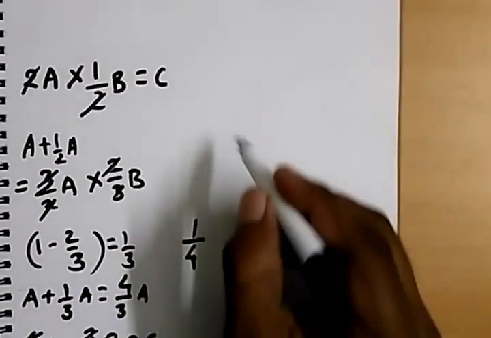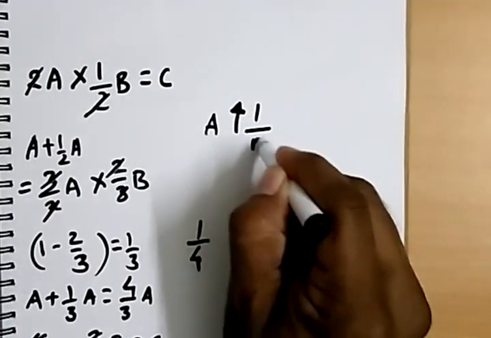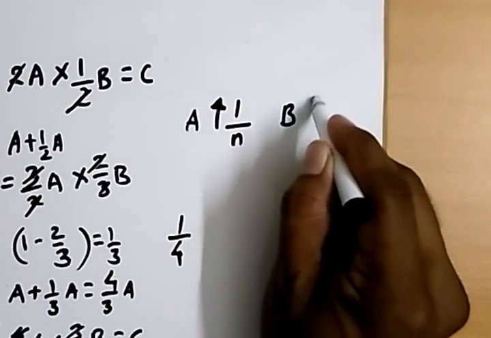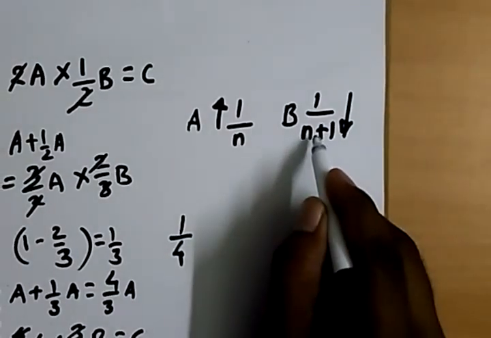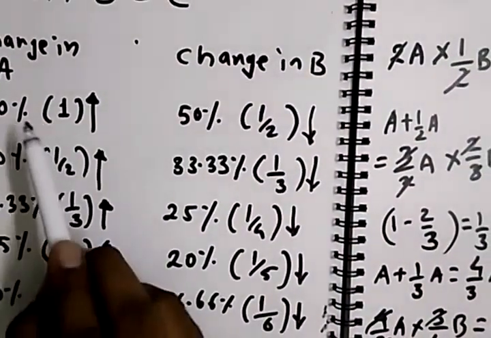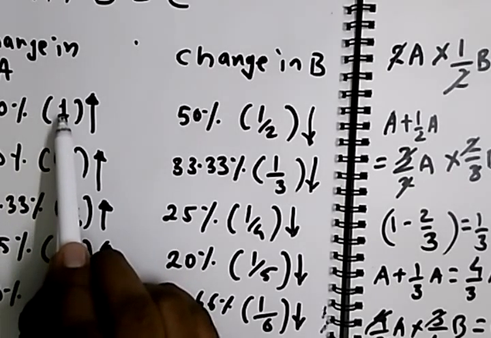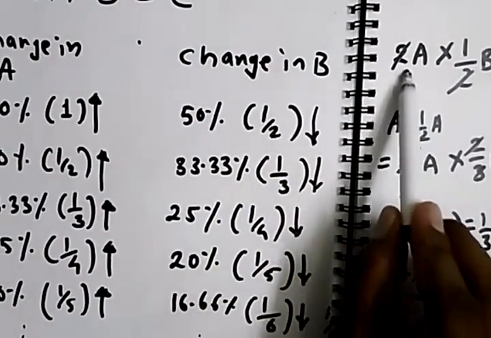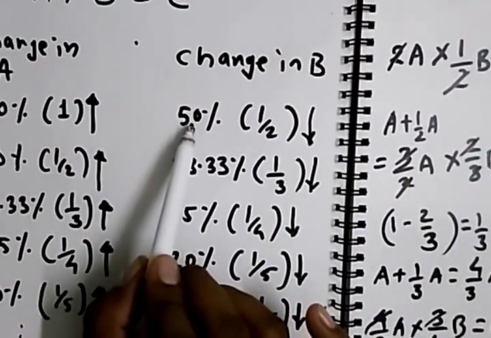So in general, if you are increasing your A by 1 upon n, you will have to decrease your B by 1 upon n plus 1. So B is getting decreased by 1 upon n plus 1. So in general, if we see the pattern, if you are increasing your A by 100%, that is your A is becoming twice A, then your B will become half B, so that this 2 will cancel with this 2. That means you will decrease your B by 50%.